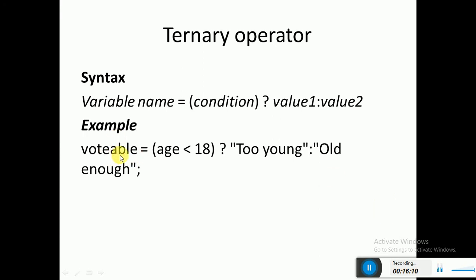For example, I am giving 26 here. It says this is old enough. It means it is eligible. I am giving, say for example, 10. Then I am clicking on age now. It's too young. So how to do this?